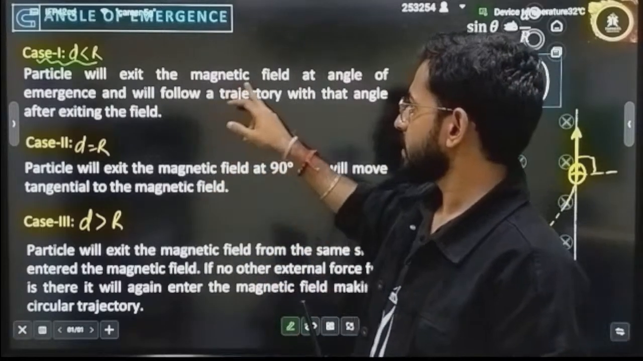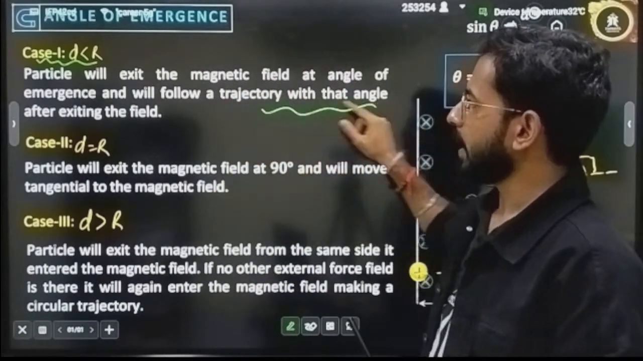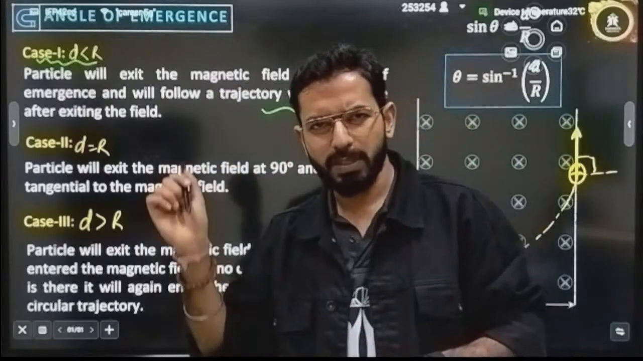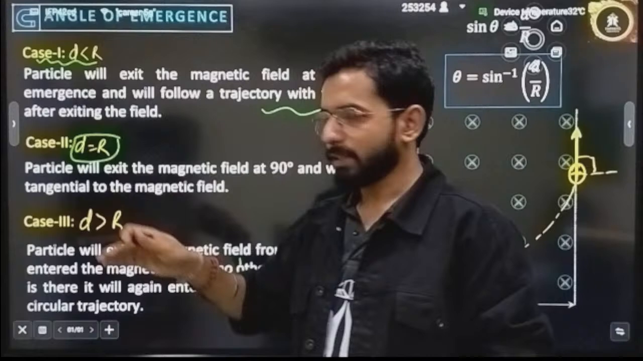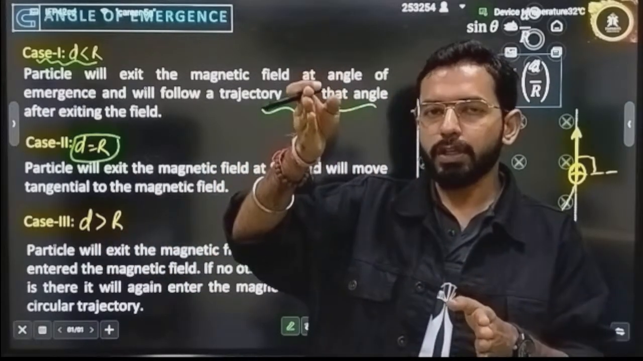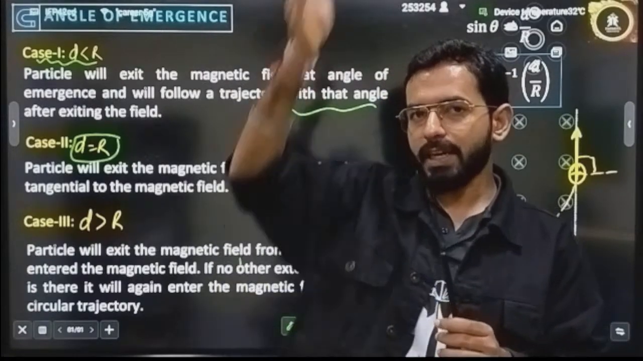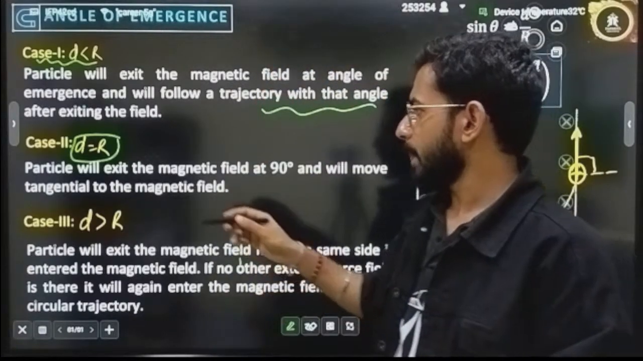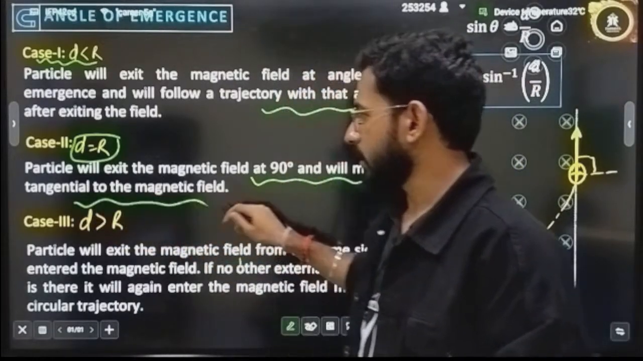Same is written here. Particle will exit the magnetic field at an angle of emergence that we have just calculated and follow a trajectory with that angle after exiting the field. After that, it is going to be a straight path. If you have given just d equals r, just that much, it is taking a U-turn. At that point only you have given that exact distance. What will happen? It will exit straight away from that distance. The particle will exit the magnetic field at 90 degrees and will move tangentially to the magnetic field.